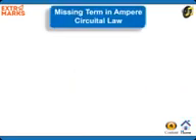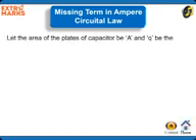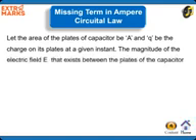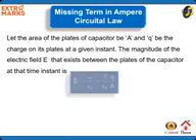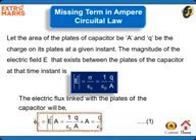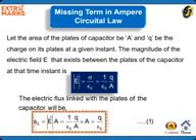The missing term in Ampere's circuital law. Let the area of the plates of the capacitor be A and Q be the charge on its plates at a given instant. The magnitude of the electric field E that exists between the plates of the capacitor at that instant is given by the expression of vector E. Thus, the electric flux linked with the plates of the capacitor will be φE = Q/ε0.